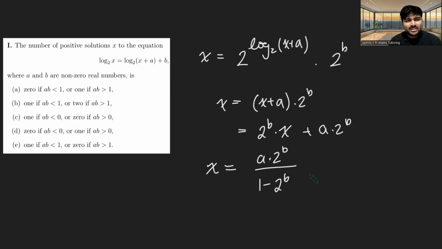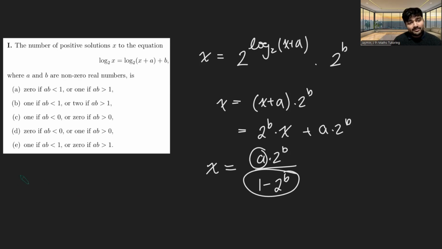And you may go, well, surely this just means this is always soluble and there's always a solution x. But we do, of course, need to ensure that this value of x is positive. So if x is positive here, well, how can we guarantee that? Well, 2 to the b is always going to be positive, regardless of what b is, because b is a real number, 2 to the b is positive. So we just need a and 1 minus 2 to the b either to both be positive, or both be negative.